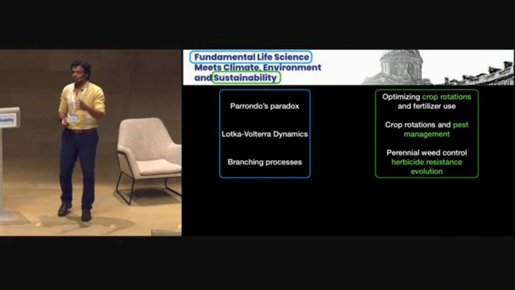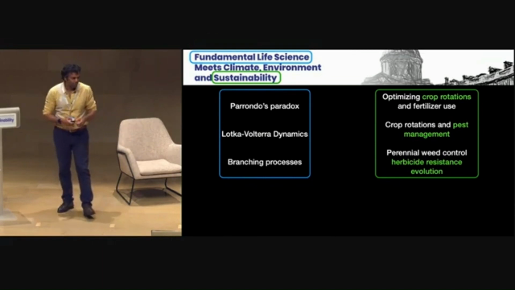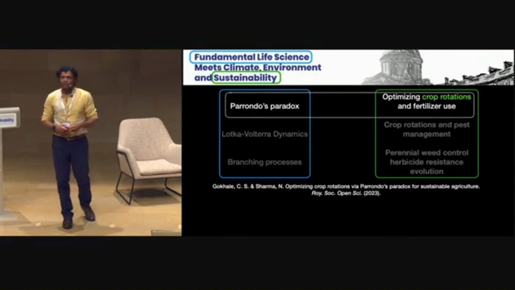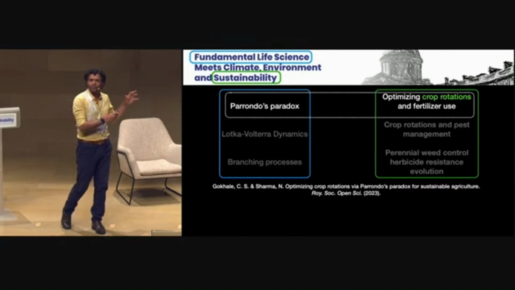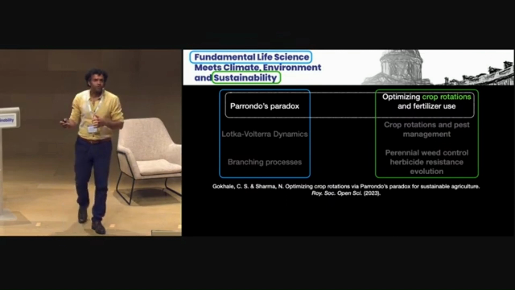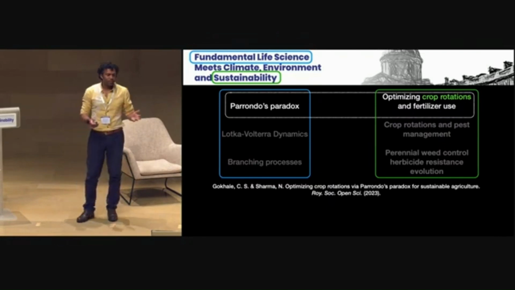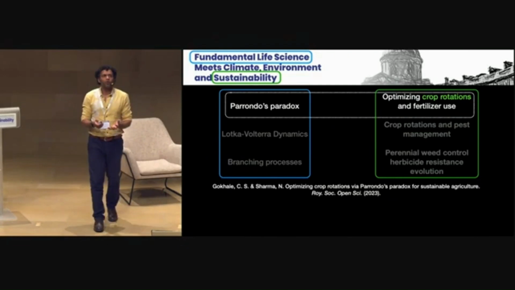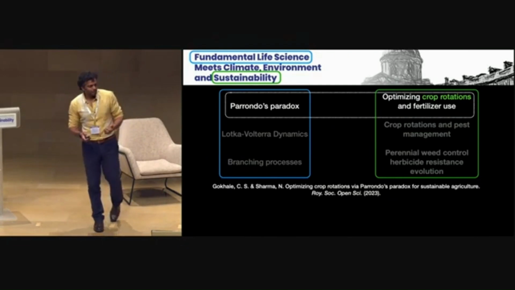which I was very happy to hear about crop rotations already, which was mentioned before. And let me just start with that, in which you can connect something which is known as Parrondo's paradox to crop rotations. And Parrondo's paradox, again, comes from very fundamental concepts such as a Brownian ratchet. That's where it comes from.